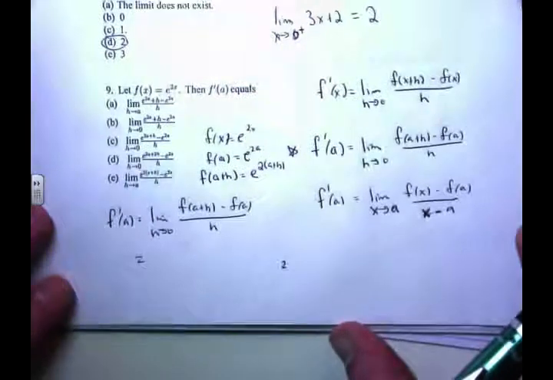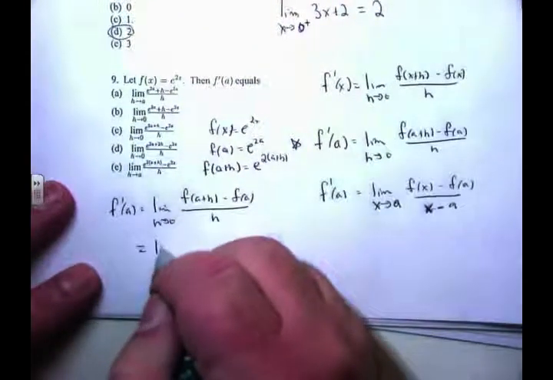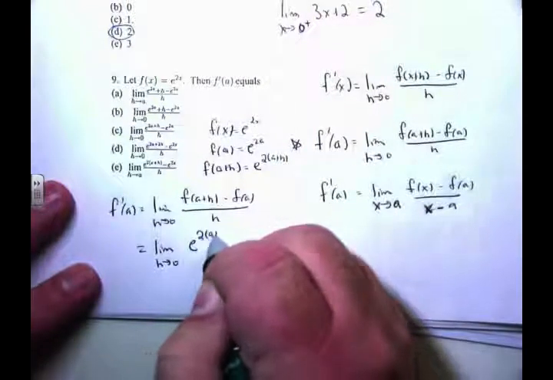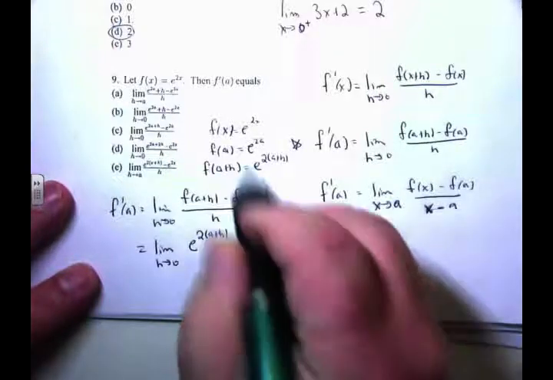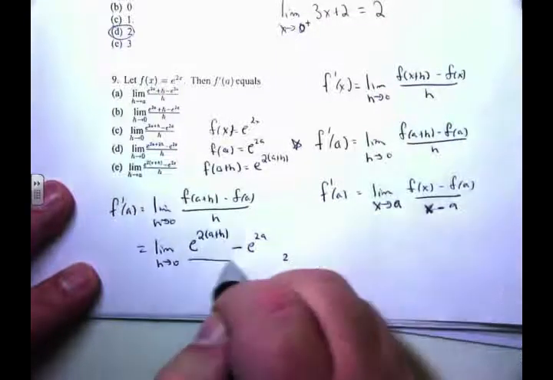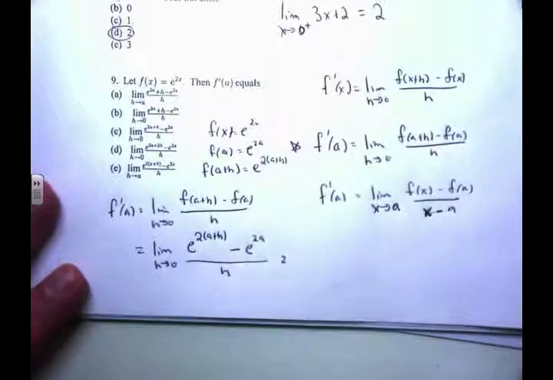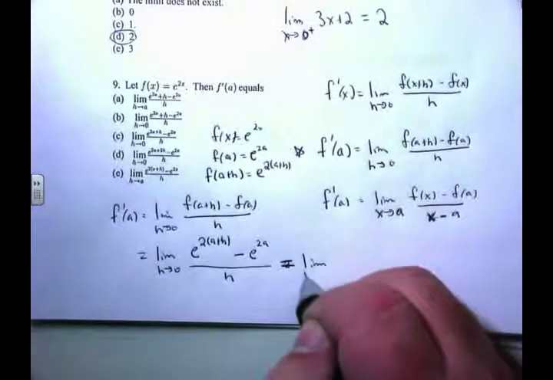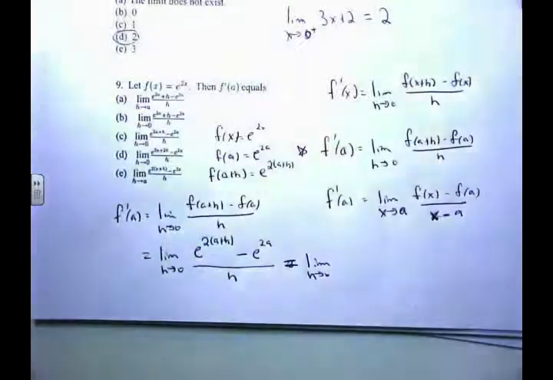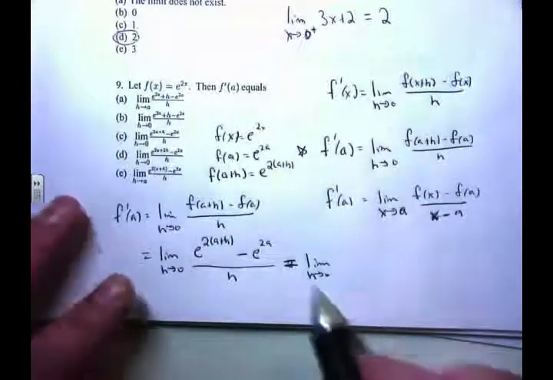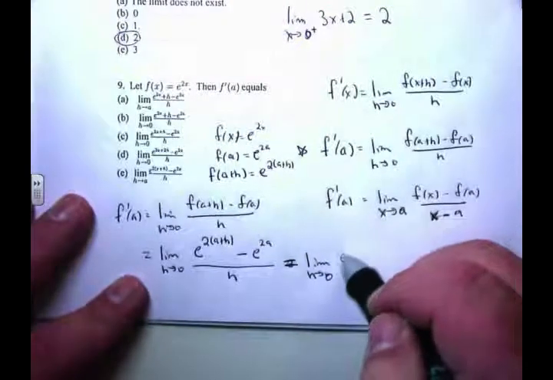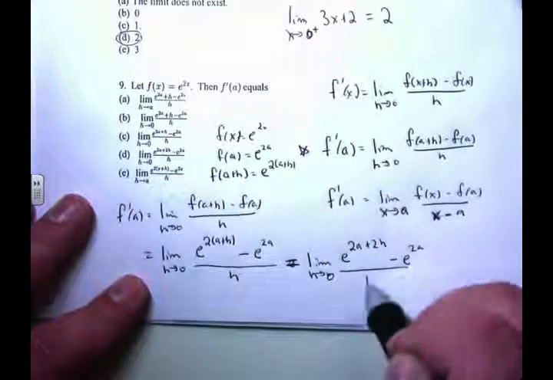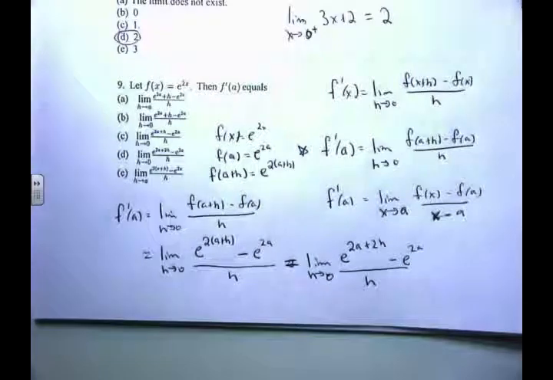Okay? So, here we go. This is equal to the limit as h approaches 0 of e to the 2 times (a plus h) minus f of a, which is e to the 2a, all over h. Does that make sense? So that 2 right there is the exponent. The only thing I could really do to this to try to make it look like one of my answers is distribute the 2. So this will be e to the 2a plus 2h minus e to the 2a all over h. Does any one of these look like my answer?